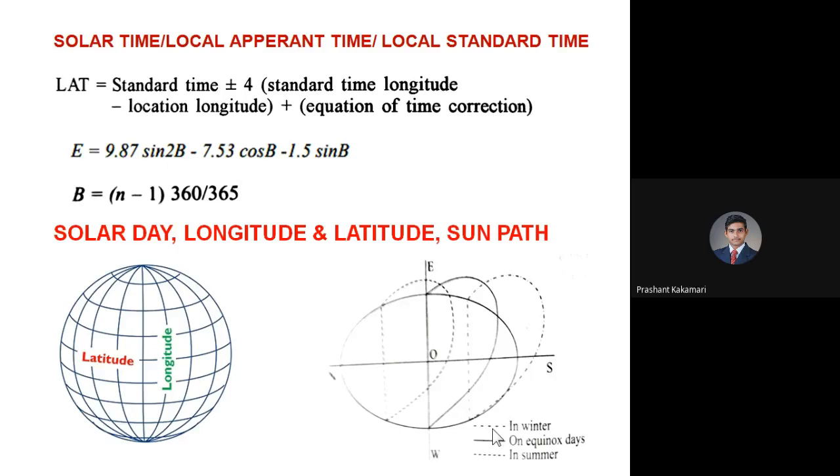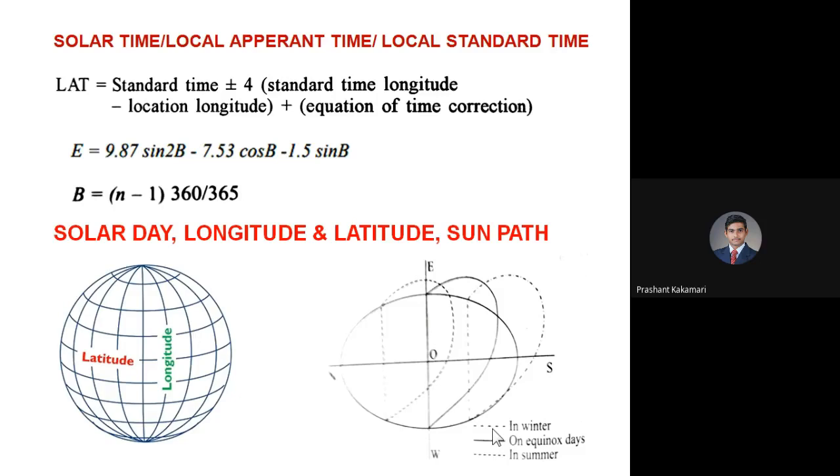Coming to what difference you have to consider for that 4 minutes: for the given location, you have to find the longitude angle, which will be given. That is the location longitude, and it should be known. And one more is the standard time longitude. Standard time I can write as 12:05 hours, and the standard time longitude is the angle with respect to which that time is measured. That longitude you take, and the local longitude.